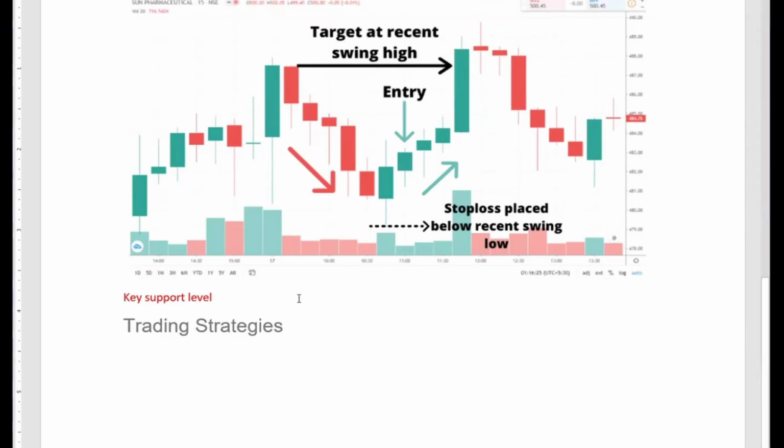Okay, and I will move to the next part, which is the morning star. And this is a 3-candlestick pattern.